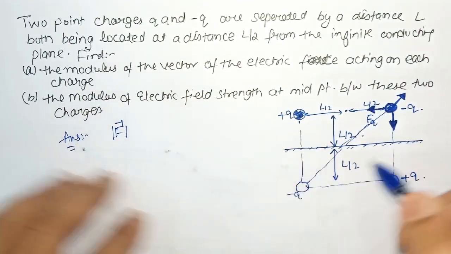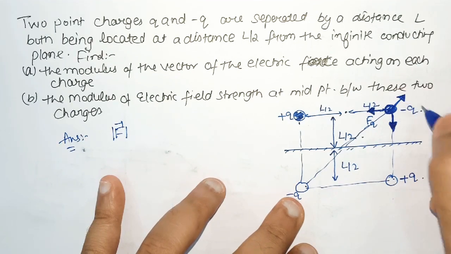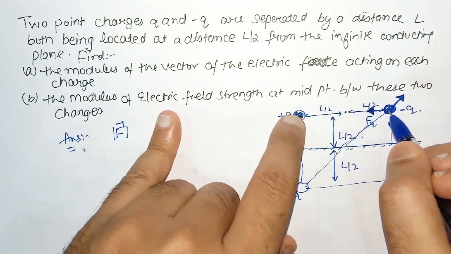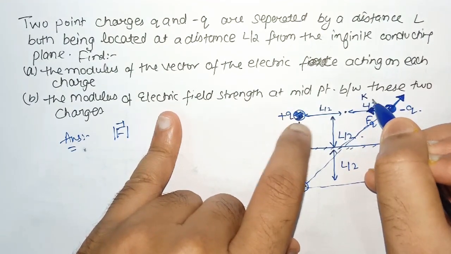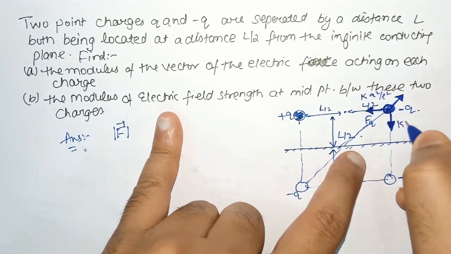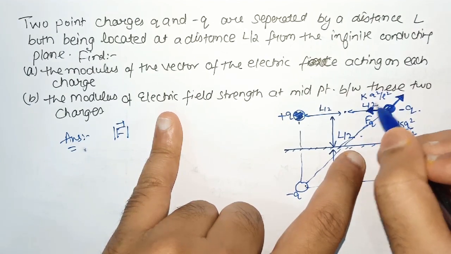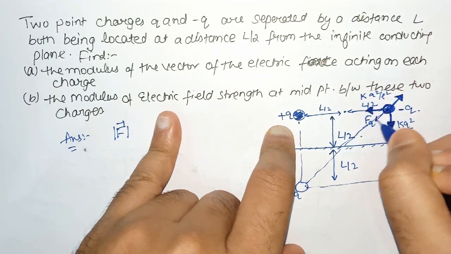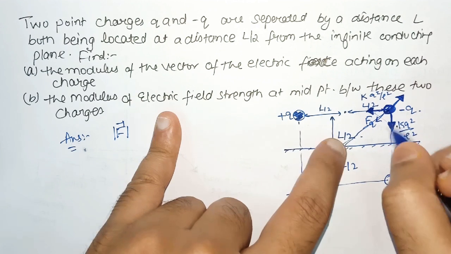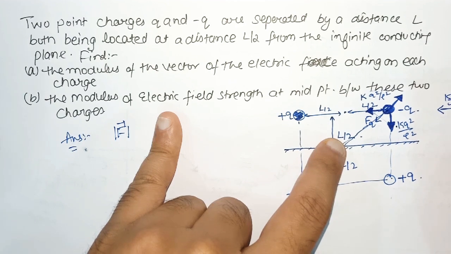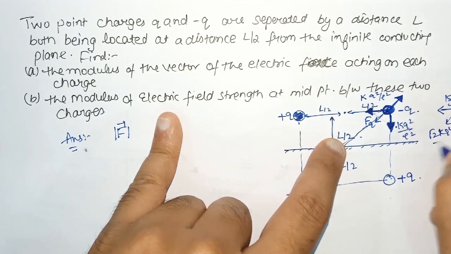For this charge, F is equal to K Q1 Q2 upon R square, which means K Q square upon L square for this charge, and K Q square upon L square for this charge. Now the resultant of these two forces will become root 2 K Q square upon L square.